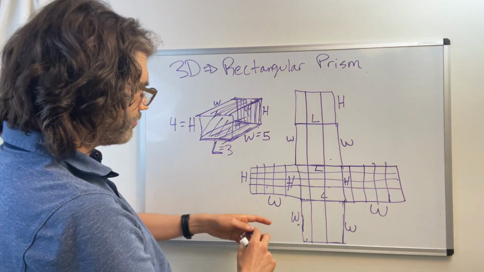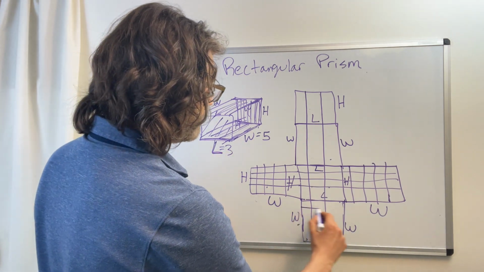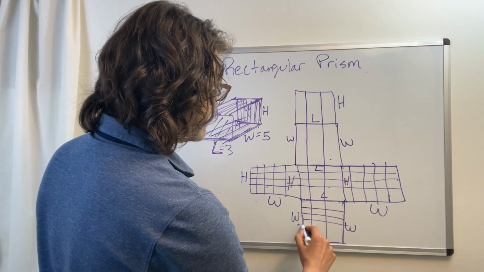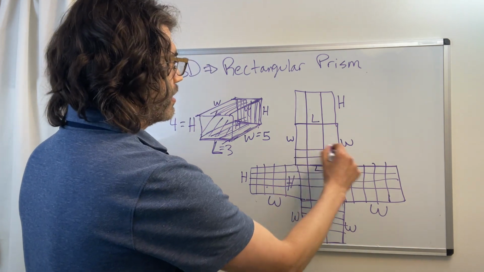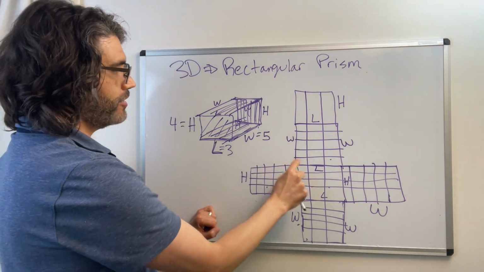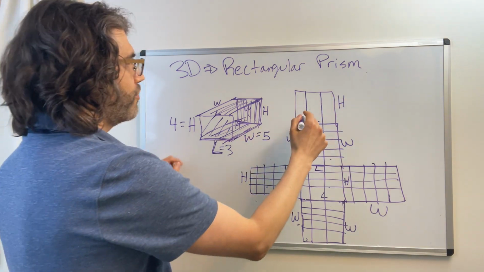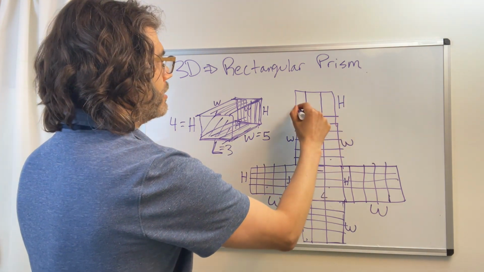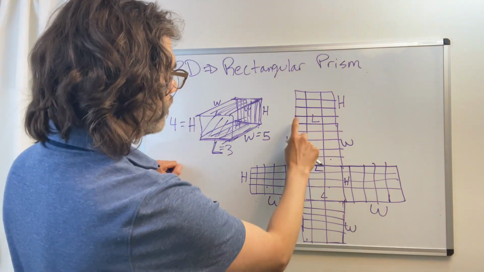So let's see, our width is 5. So let's divide this into 5. 1, 2, 3, 4, 5. This has a width of 5. 1, 2, 3, 4, 5. Get 5 here. So there's 5 here. And then this is a height. The height is 4. So we'll do 1, 2, 3, 4. Good.